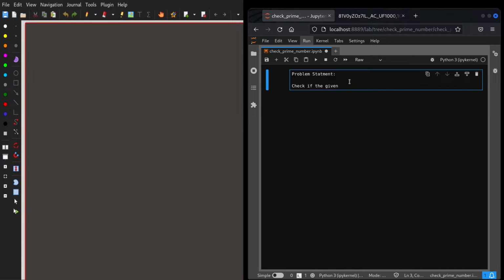Check if the given input integer n is prime or not using Python. These are the constraints: 1 < n < 100.